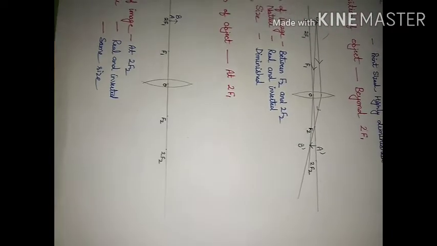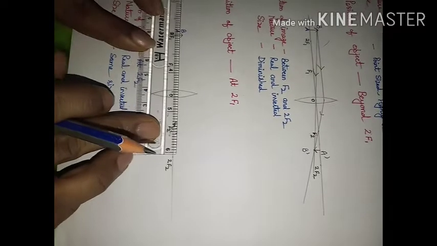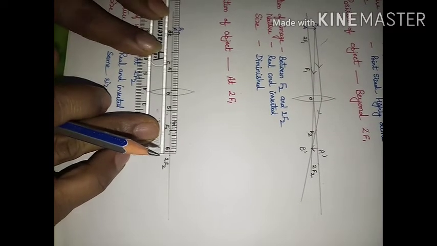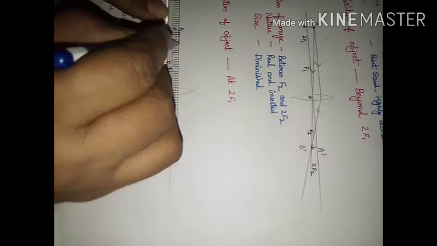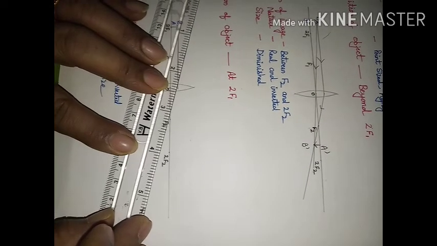Next we are going to consider the object is kept at 2F1. Again we will consider one ray of light parallel to the principal axis, and it will pass through focus.